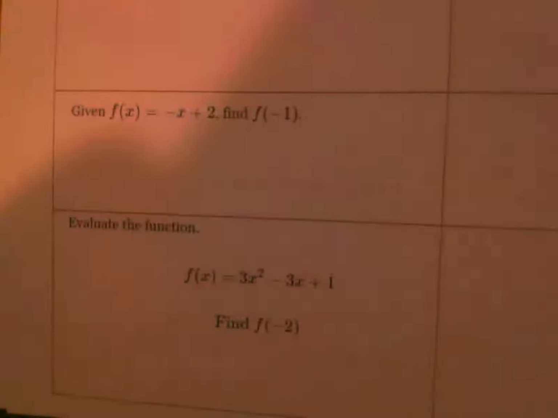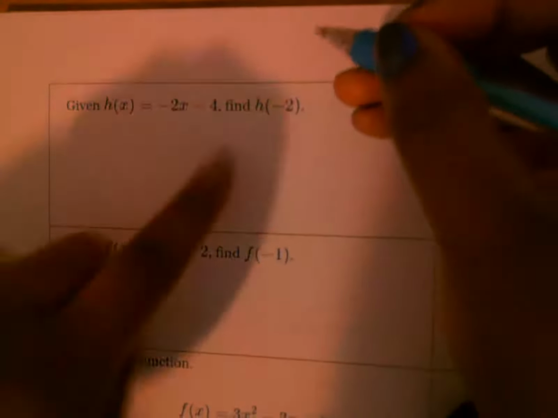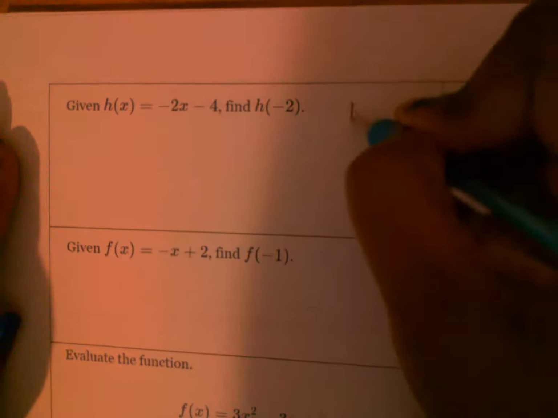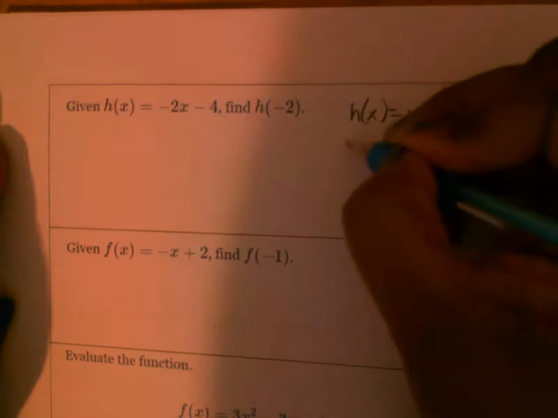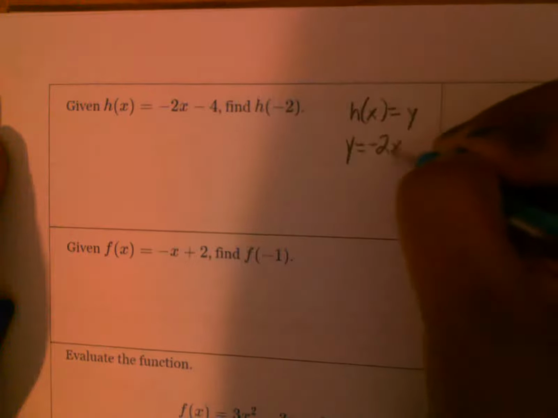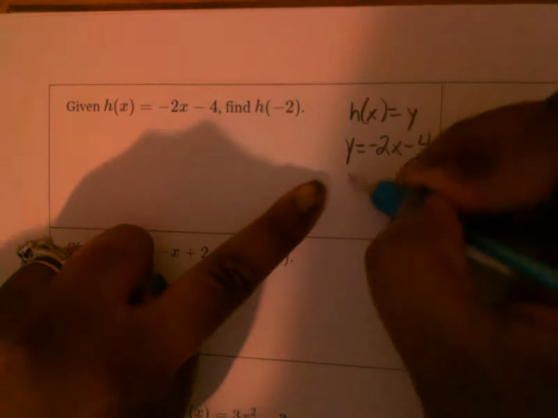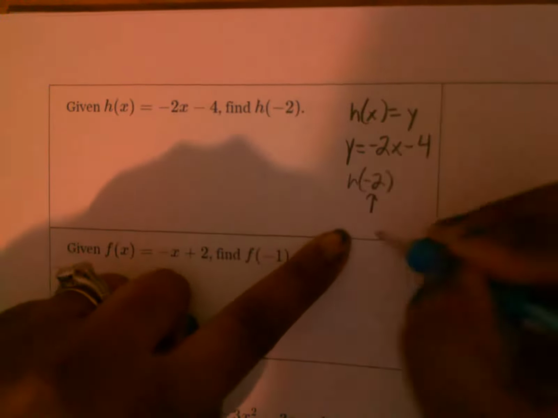All right. The next one, kind of the same thing here. Again, h of x is the same as f of x, it's just a different letter. You can use different letters. It's all going to mean that h of x is still going to be considered as y. So you can write this as y is equal to -2x minus 4. Since this is a -2 here in the place of where x is, you can infer that x is equal to -2.